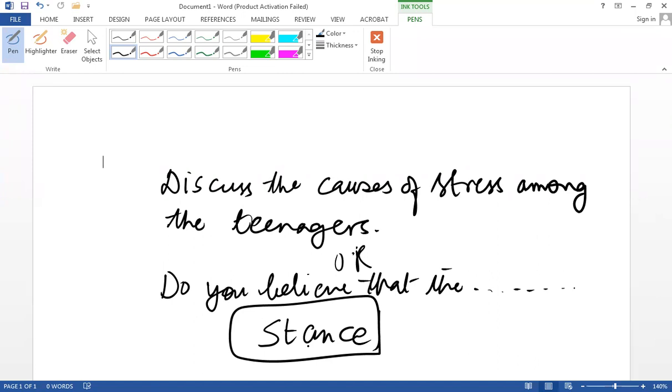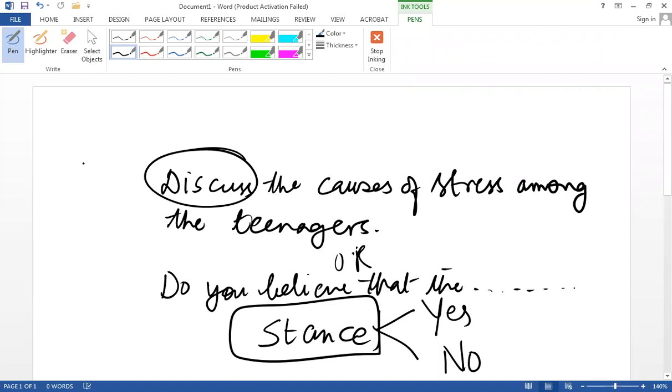So in argumentative writing, you have to take up a stance. Either you have to say yes or no. Over here, you are not taking up a stance, you are simply discussing. These are the possible reasons. You're not proposing any kind of solution with that.